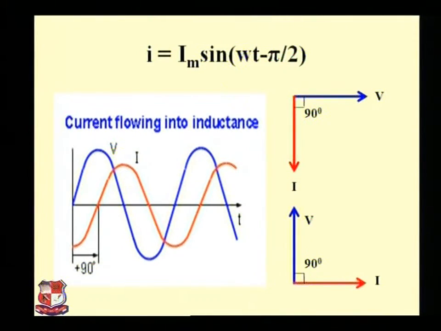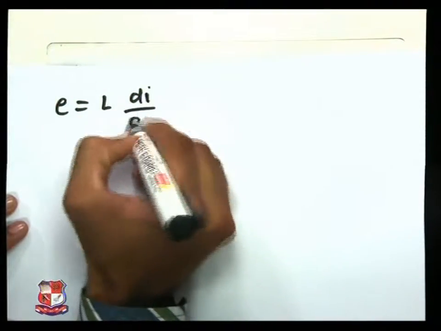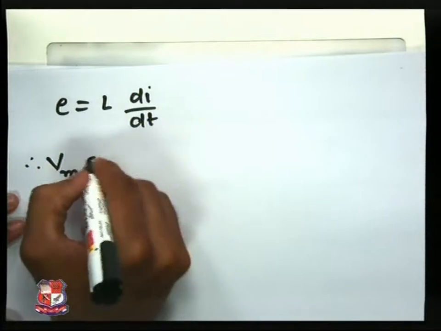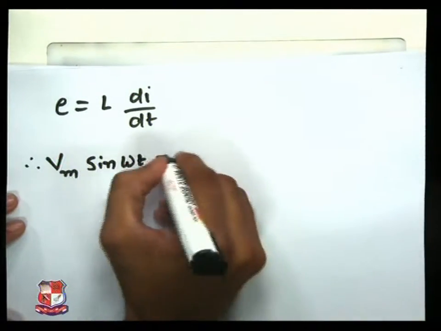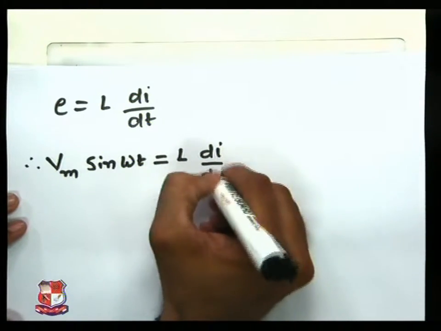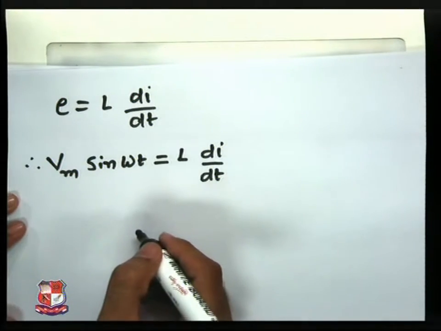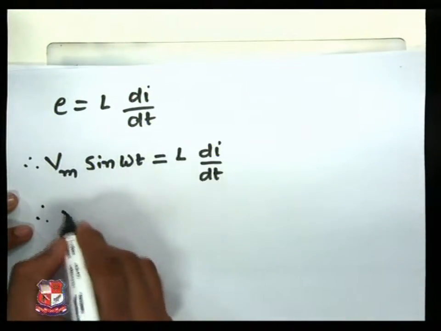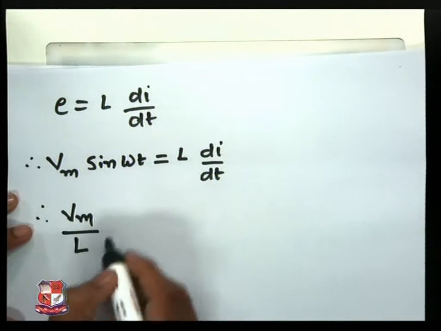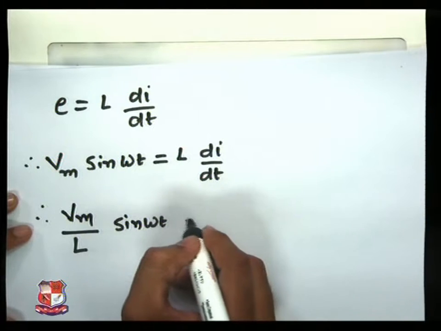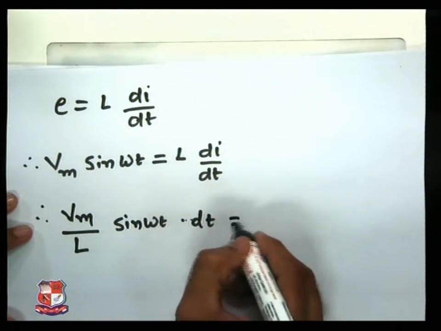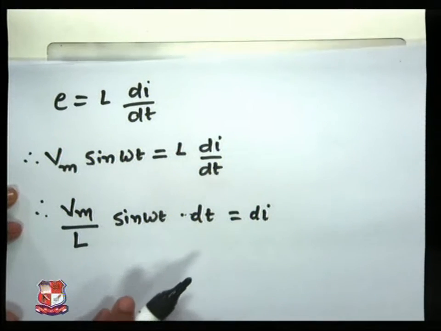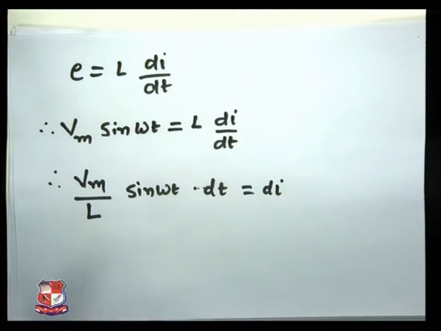So equation 1 is E equal to L di by dt. Now in place of E I put Vm sin omega t equal to L di by dt. Now I am separating out di and dt, so L is gone here, and it becomes Vm by L sin omega t dt equal to di. Now we take integration on both sides.